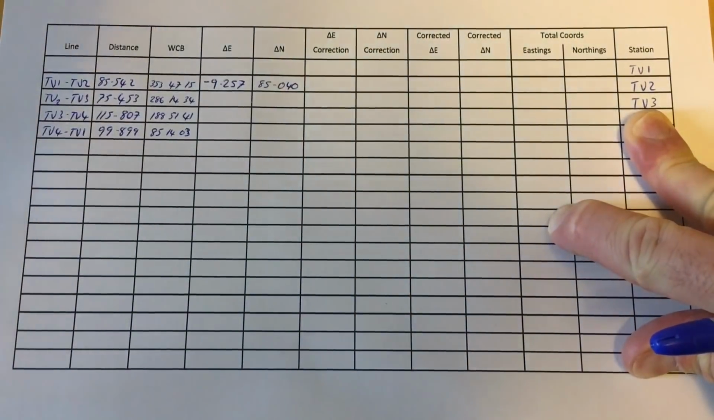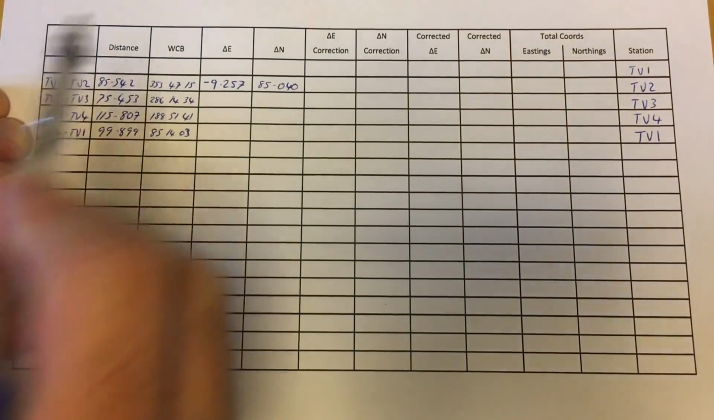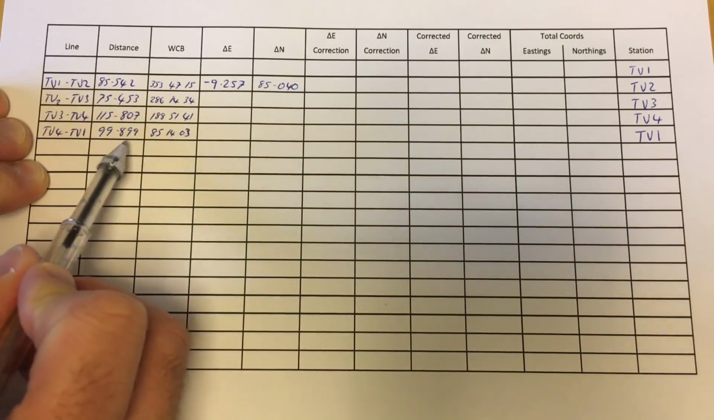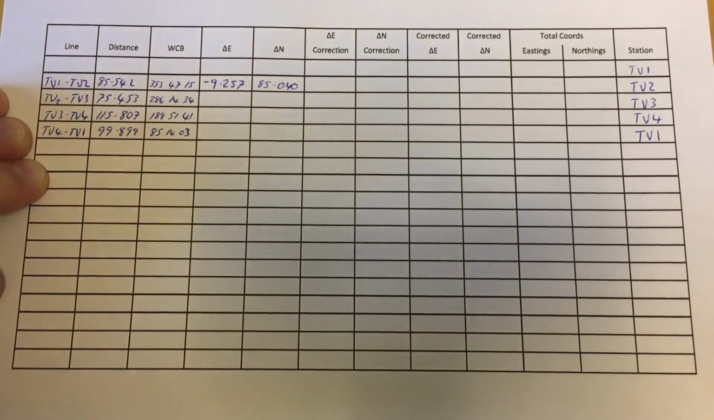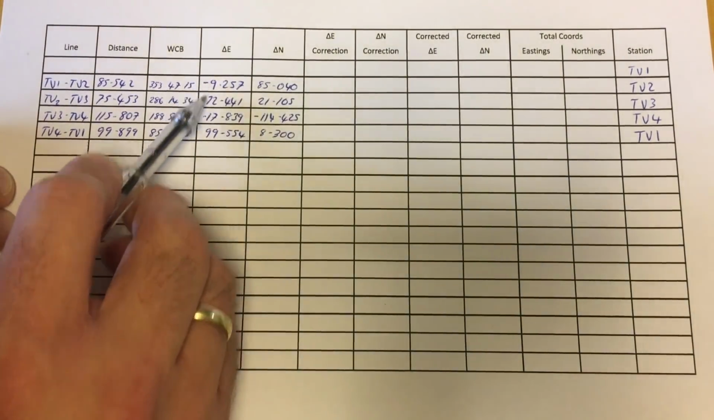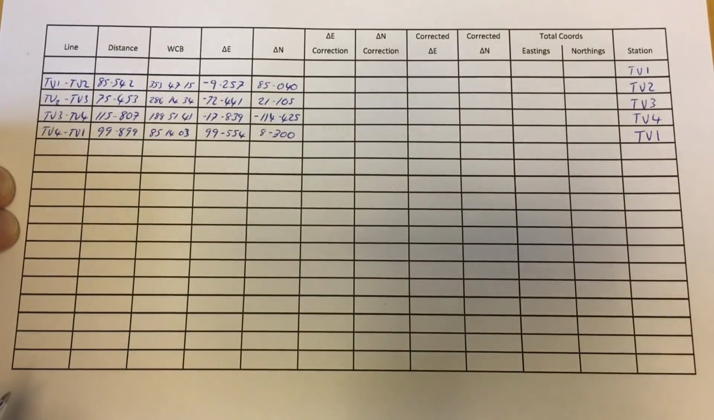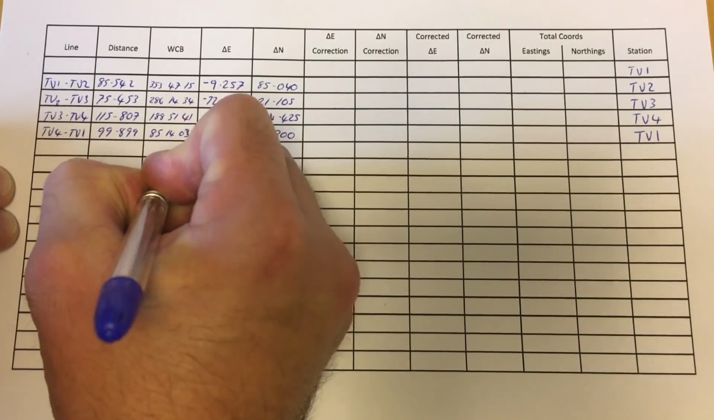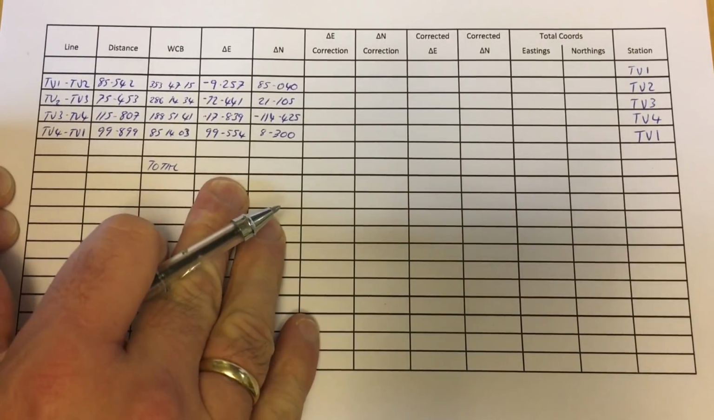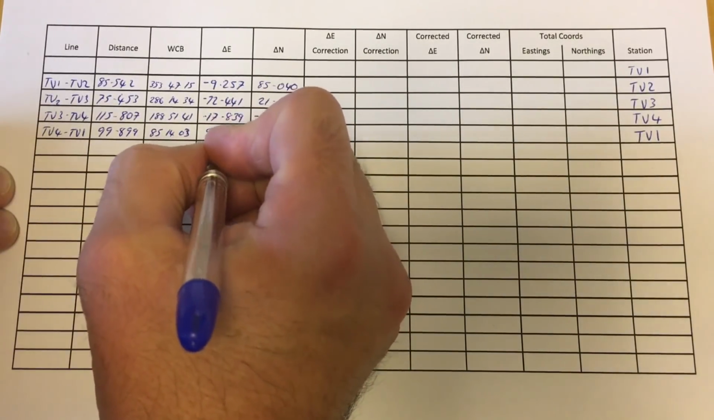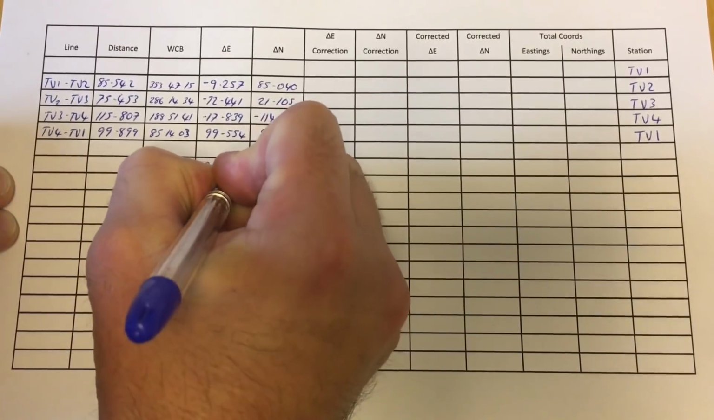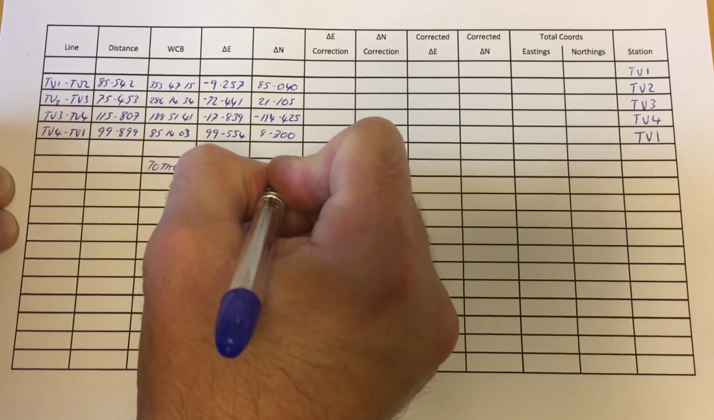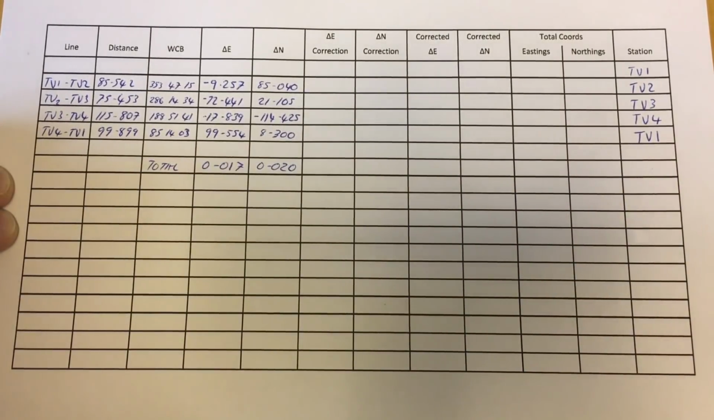You will now be required to calculate the rest of the Delta Eastings and Delta Northings for each one of the survey lines. Once your Delta Eastings and Delta Northings have been calculated, it will now be necessary to calculate the sum of each in turn. This is in order to establish what error, if any, has occurred whilst we were doing our observations. With this example, you can see that we have an error of 17 millimeters on our Eastings and 20 millimeters on our Northings.